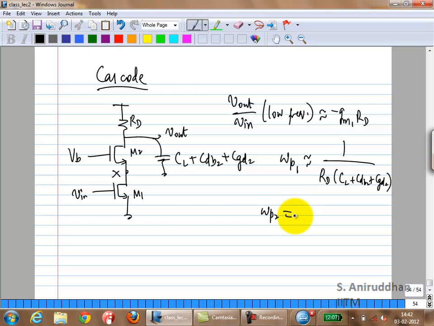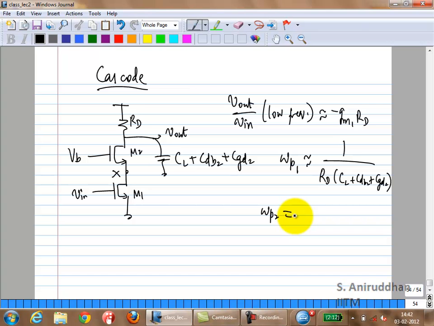What else do you have? You have a second pole in the system. What is that? At X. What is the value of that pole going to be? What is the impedance at that node? Approximately 1 over gm, let's say, we'll neglect gmbs and so on. But now we are assuming, remember, that RD is small compared to RDS2. Always remember that, because you are going to see cases where RD is much larger actually. So it's approximately 1 over gm.